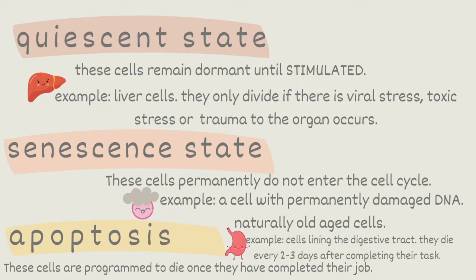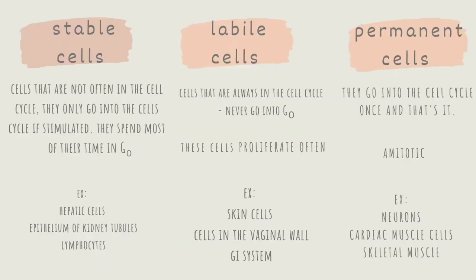So, for example, the cells that line your digestive tract are constantly dying. They die every 2 to 3 days after completing their work. Then new cells replace them instead of them regenerating. Lastly, there are 3 types of cells you should know. One is stable cells. These cells are not often in the cell cycle. They only go into the cell cycle if stimulated. They spend most of their time in G0, the resting phase.